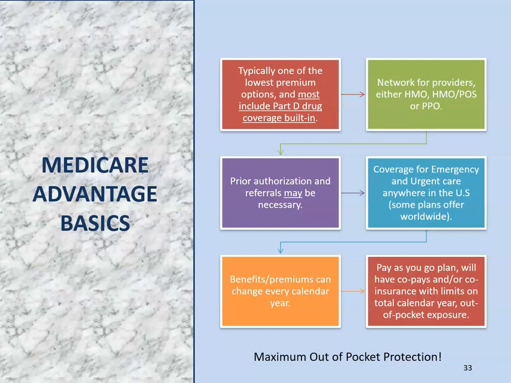Coverage for emergency and urgent care can be anywhere in the U.S. Some plans even offer worldwide coverage, depending on the insurance company you decide to get for your Medicare Advantage plan. And the benefits and premiums can change every calendar year since it is with an insurance company. And it's more of a pay-as-you-go plan. So you're going to have co-pays and co-insurance, but the nice thing is that there are limits on the total calendar year out-of-pocket exposure. So with a Medicare Advantage plan, as opposed to original Medicare, you have maximum out-of-pocket protection. That is huge. So you limit your exposure because medical expenses can be very, very pricey.